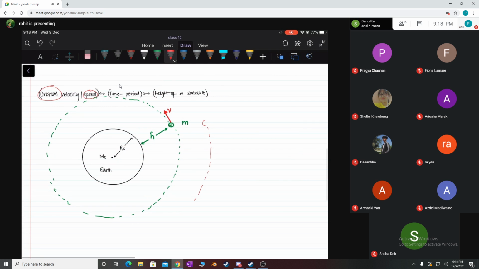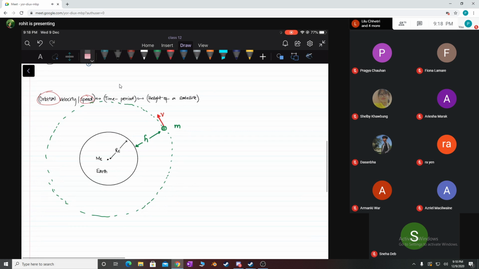Imagine I have a bigger orbit. If I take the satellite to this bigger orbit, you will notice that it will require a different amount of velocity to be in this orbit. I hope you got my point. That means at different orbits, the satellite will require different velocity to stay on the orbit.